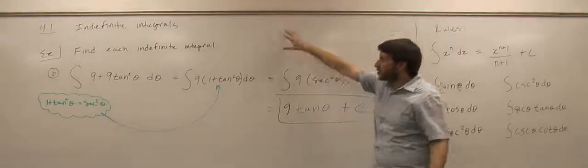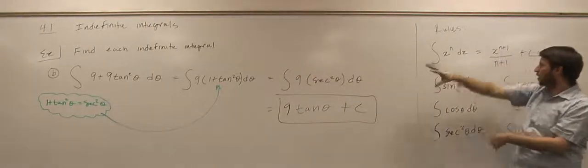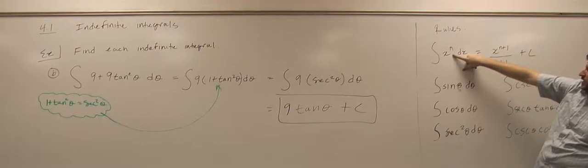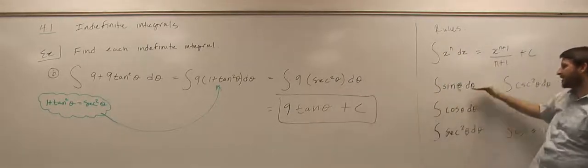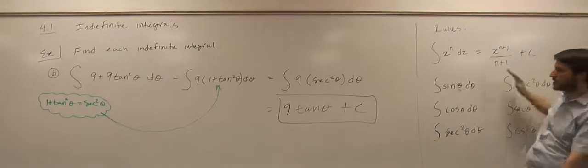So if you're not dealing with trig functions, you want to do all of your algebra so that everything looks like x to a power. If you are dealing with trig functions, you want to apply an identity so that you have one of these 6 basic integrals.